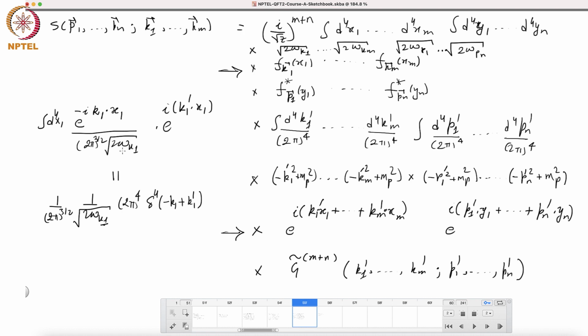Other factors are going to be the same, and then you have e to the i p1 prime dot y1. So the sign of this factor in the case of y1 doesn't change. So there will be a change of sign here. Instead of minus p1 here, we will have p1. So for y1, I will get 1 over (2 pi)^(3/2), 1 over the square root of 2 omega p1, and then (2 pi)^4 delta^4 of minus p1 plus p1 prime. That's what you are going to get.